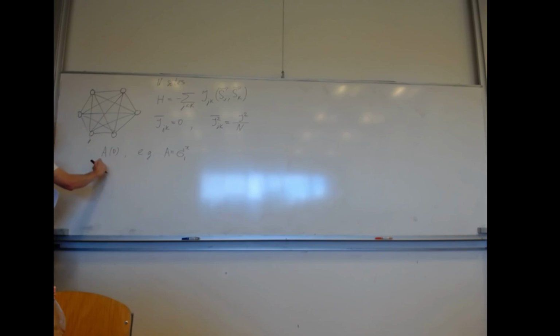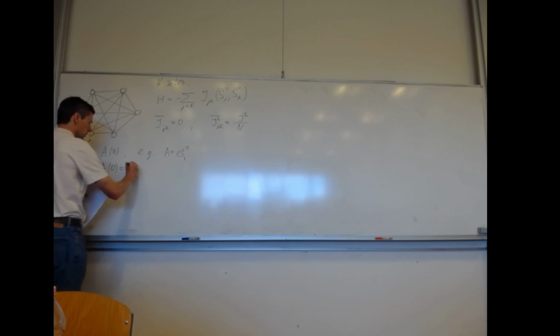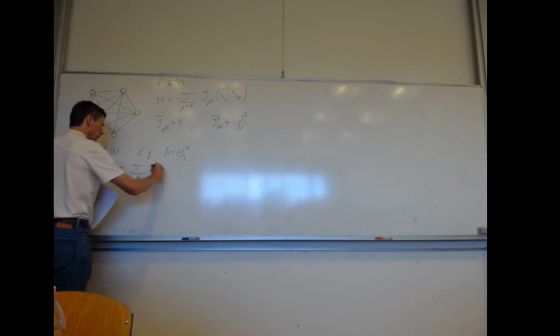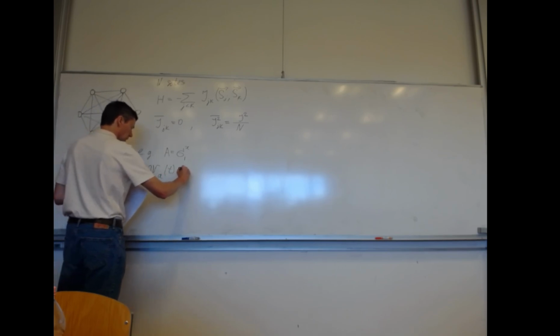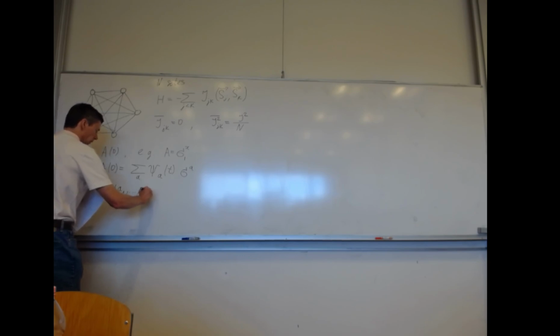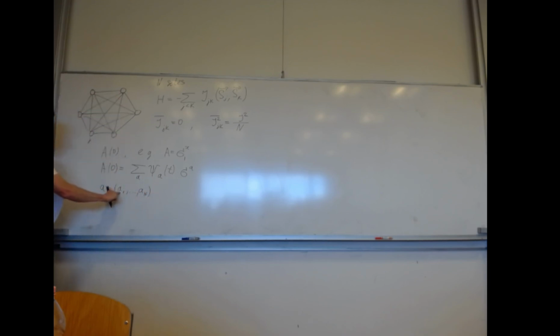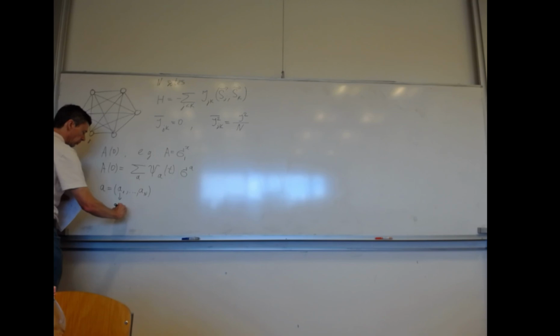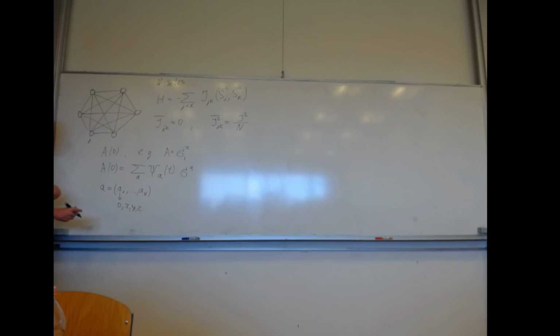Actually, the operator itself is fixed, but we'll expand it in a different basis. The basis is time dependent. So A of 0 equals a sum over A of some wave function that depends on A and t, times sigma A, and A, last time, was called a Pauli string. It's A1 through AN. The assignment of labels to those sites, and the labels can be either 0 or X, Y, or Z. So there is a trivial label and one of the three Pauli labels.